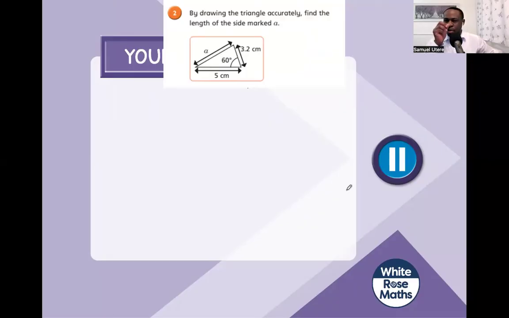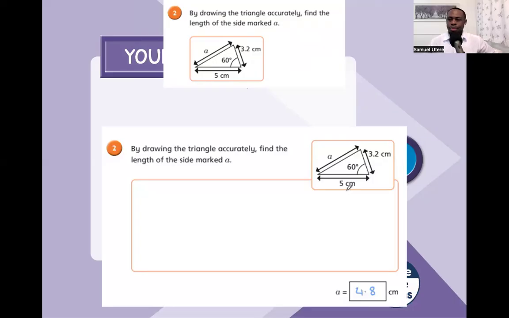If you use the same construction method that we used, for this one, let's look at the answer. You construct the triangle, and when you finish, if you measure A, you'll find that it's 4.8 centimeter.